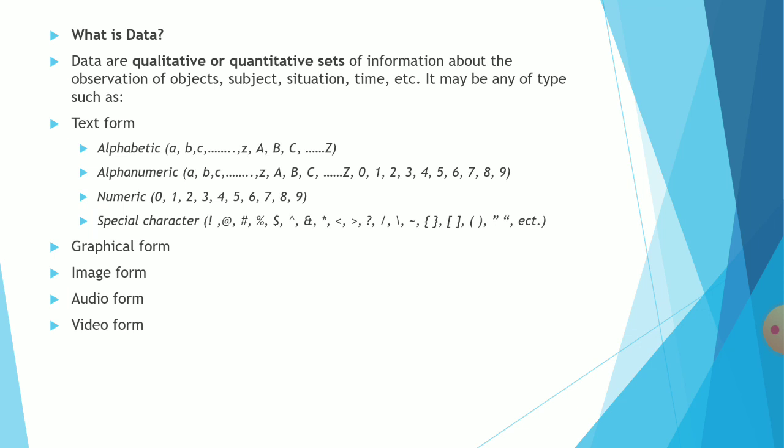Text form consists of alphabetic values, alphanumeric values, numeric values, special characters. Graphical form means you can store your output in a graph, or you can process a graph to get some result. Some charts are there. Images, you can work with images and photos in applications. Audio, you can feed audio, and you can take audio output as sound from speakers as per your application requirement.